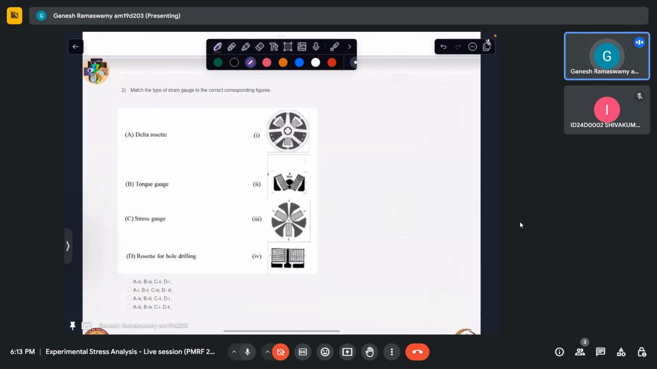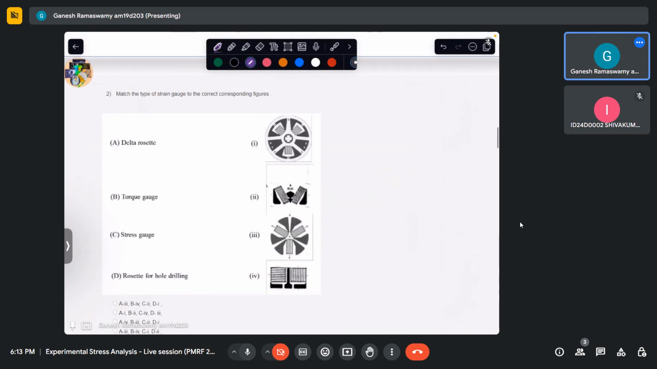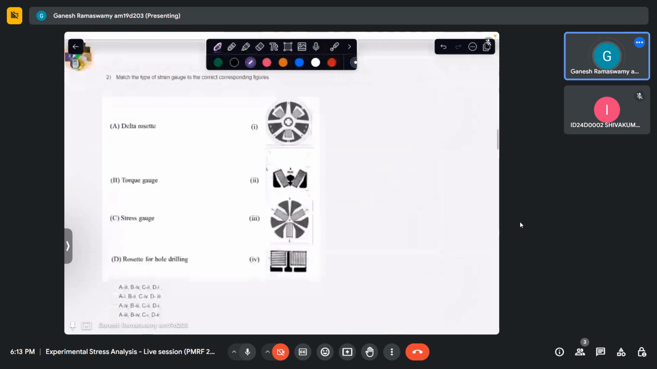Match the type of strain gauge to the correct corresponding figure. Delta rosette, torque rosette, stress gauge, and rosette for hole drilling is what is given. Now on the right side, we can see actually delta rosette is which is at equal angles to our coordinate system. So we can clearly see here that we have a delta rosette here. So A goes to 3.